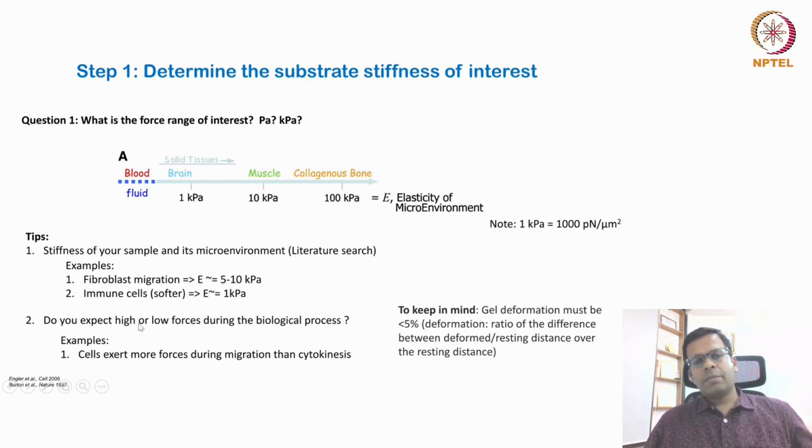Then, do you expect high or low forces during the biological process? As an example, cells exert more force during migration than cytokinesis. So you need to determine whether you are observing cytokinesis or the migration of a cell. And the gel deformation must be less than 5%. The deformation is the ratio of the difference between the deformed versus resting distance over the resting distance. I will explain this in the next slide.